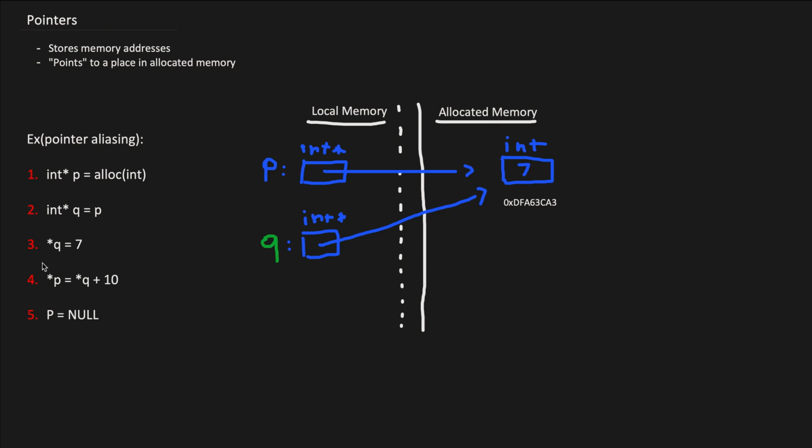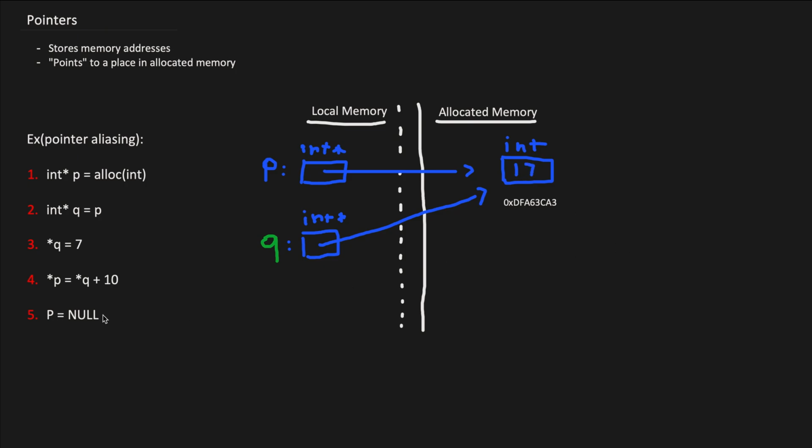And now we can go to step 4, and it says star p is equal to star q plus 10. So what this means is that whatever p is pointing to is equal to whatever q is pointing to plus 10. So we see that q is pointing to 7, and we add 10 to that, so 17. So now p is pointing to 17. So this is equal to 17 now.